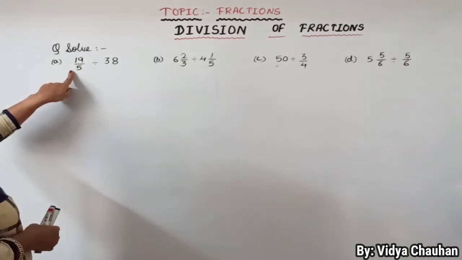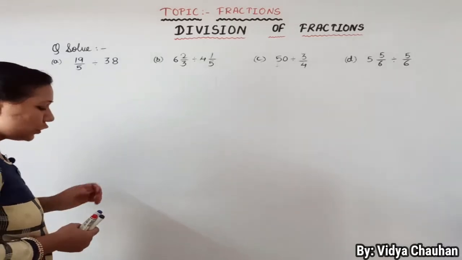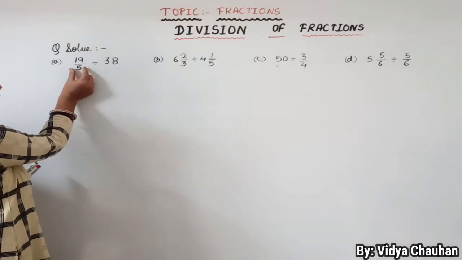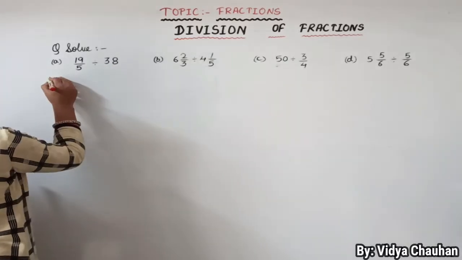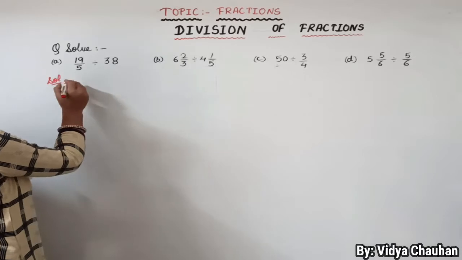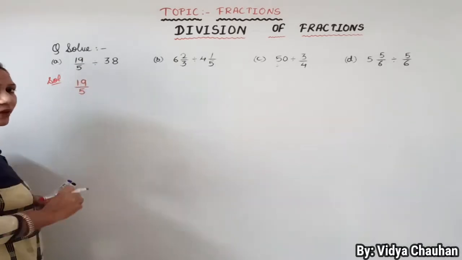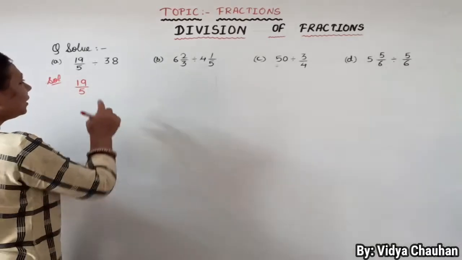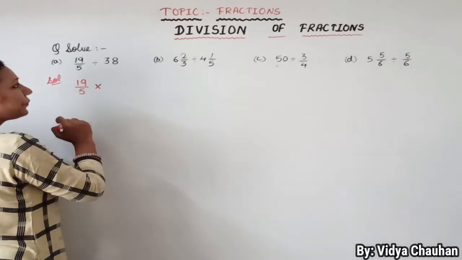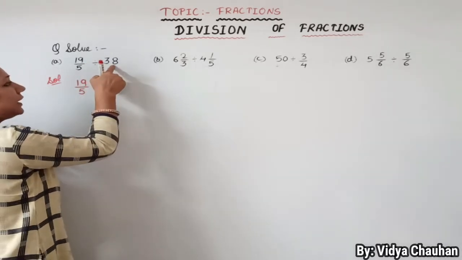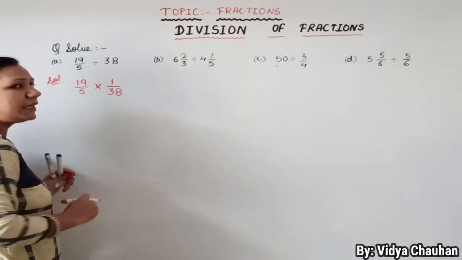Starting with the first part, our first question says divide 19 upon 5 by 38. Here the rule is fraction divided by a whole number. So let us see how the solution goes. Very first, copy down the first fraction, which is 19 upon 5. Then we replace the sign of divide by multiplication, so divide becomes multiply, and then we take the reciprocal of 38, which will be 1 upon 38.